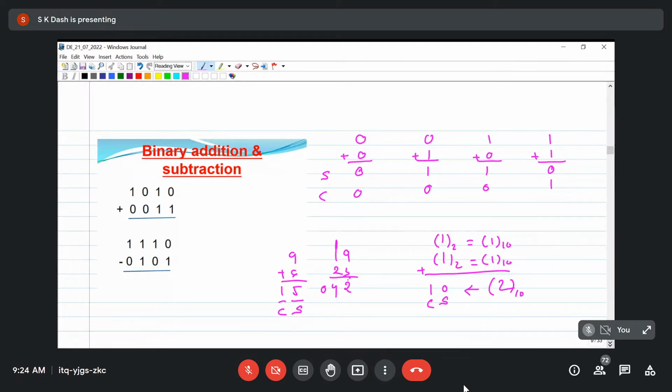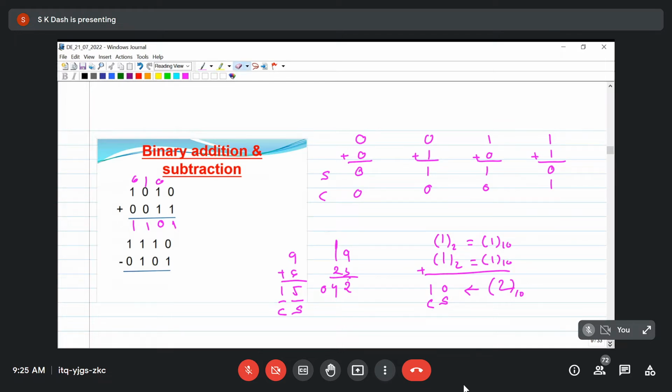Okay. So we can try this. 0 plus 1, sum is 1, carry is 0. Then 1 plus 1 plus 0, what will happen? Sum 0, carry 1. Then 0 plus 0 plus 1, sum is 1, carry is 0. Then 0 plus 1 plus 0, sum is 1. So output will be 1 1 0 1.